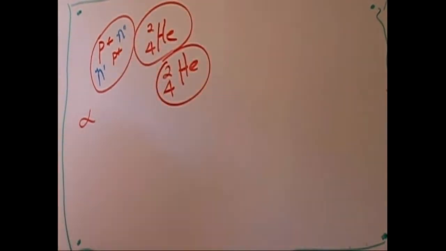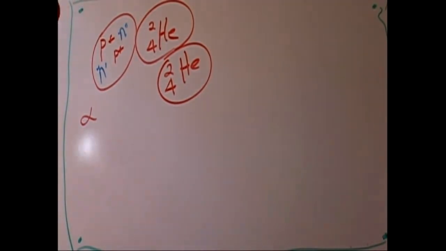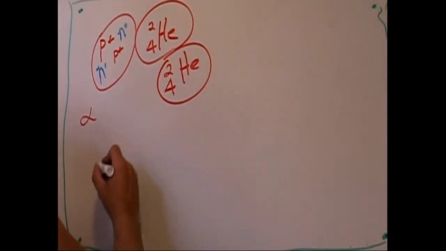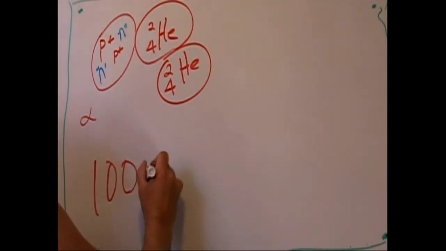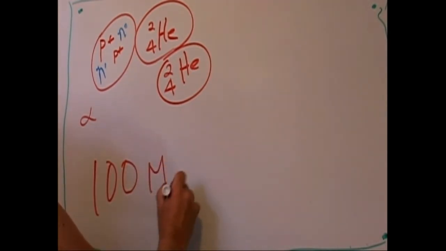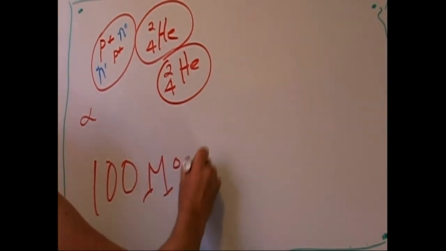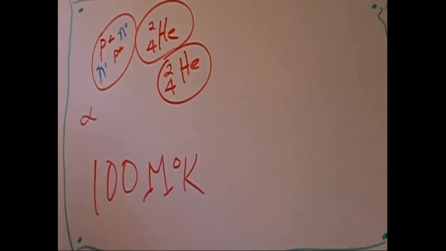This is something Hans Bethe proposed. At 100 million degrees, in giant red stars, they look cool on the outside because they're red, but in the core, at 100 million degrees, is able to do something called the triple alpha process.